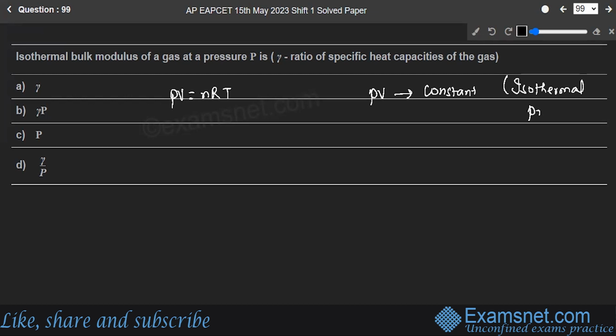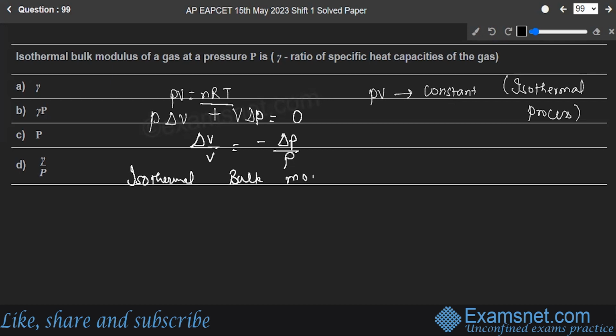For the isothermal process, let's differentiate it. So you will have P delta V plus V delta P. This is equal to, see, this is constant, that means this is equal to 0. Or you have delta V upon V is equal to minus delta P upon P. Isothermal bulk modulus is given by B isothermal is equal to minus delta P upon delta V upon V.